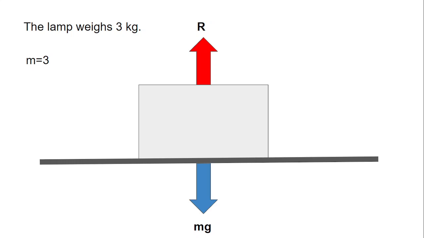The big rectangle represents a lamp weighing, in this case, 3 kilos. So M equals 3. So we have R equals mg. We are resolving vertically. R equals 3g.